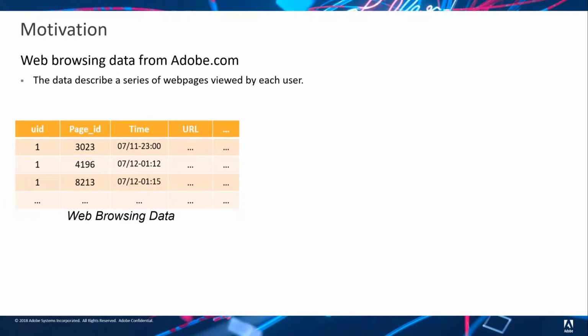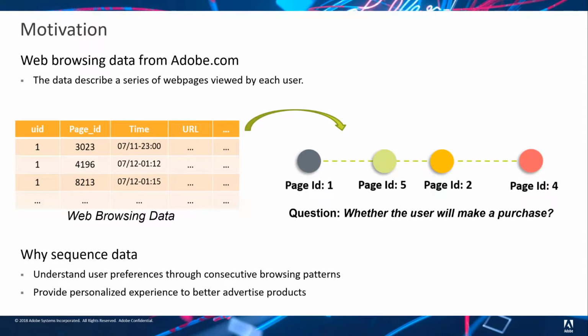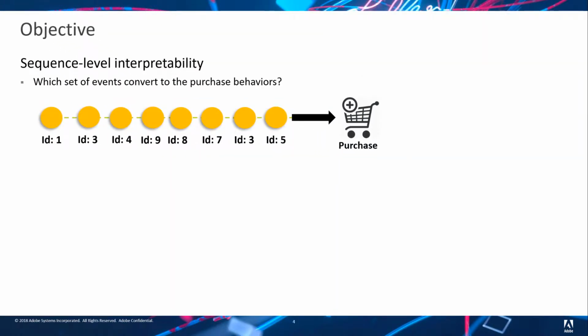This work was motivated by how to more effectively mine the knowledge from large amount of sequential data. For example, Adobe.com has huge amount of web browsing data. And by analyzing users' sequential behaviors, we can better understand their preferences and finally provide better personalized experience. And actually, we want to go one step further to provide sequence-level interpretability. Specifically, we can answer which set of events finally convert to the purchase behaviors.